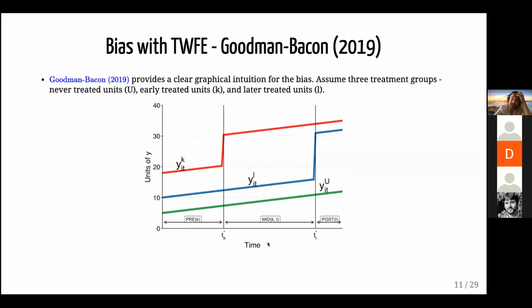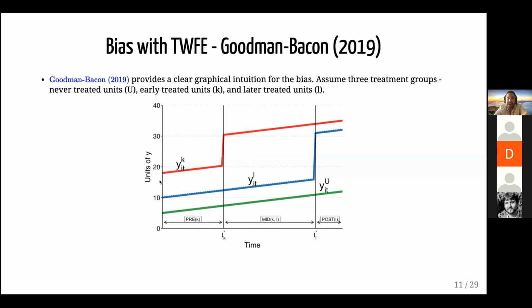So assume that this is the way your data looks, okay? You have 3 groups here. This green line is what we call never treated units, right? Assume this is like gross income or something over time, and that there's some naturally increasing nature to the data. So even the untreated units are gradually increasing over time.